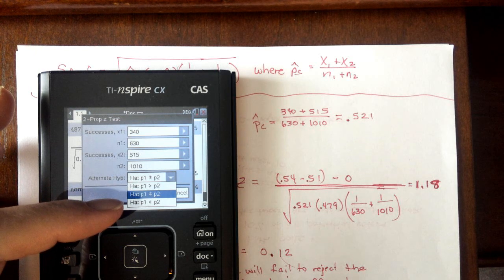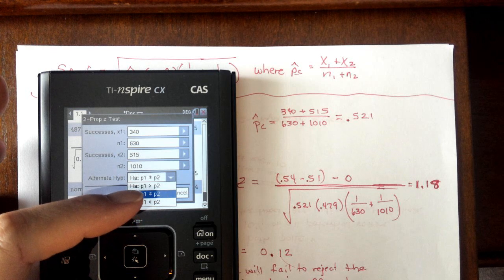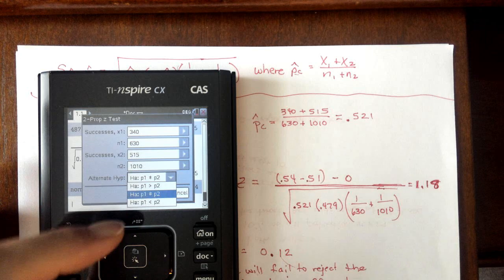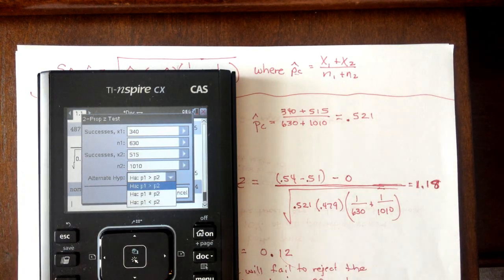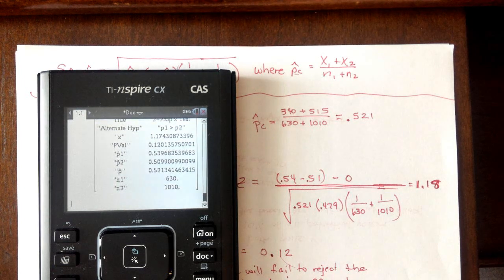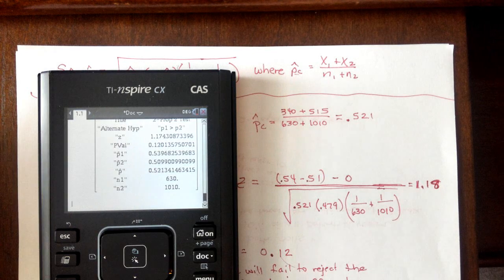So we had a greater than in our hypothesis. If you move your P2 to the other side of the equation, you could rewrite that as P1 minus P2 is greater than 0. So that first option is the one that we have in our alternative. So pick it and click on OK. And you get some really cool things. First of all, you get a z-score, 1.17.